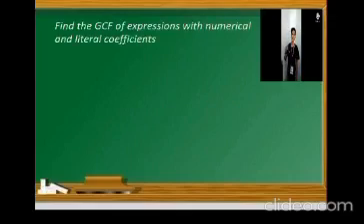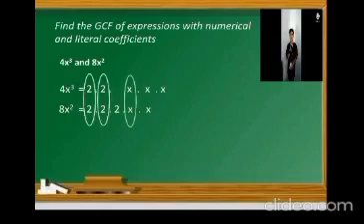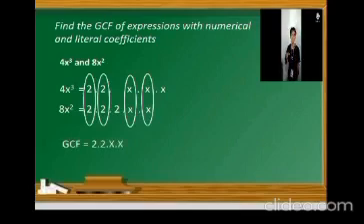But how are we going to find the GCF of the expression if there is a numerical and literal coefficient? For example, find the GCF of 4x raised to 3 and 8x squared. The factor of 4x raised to 3 is 2 times 2 times x times x times x. And the factor of 8x squared is 2 times 2 times 2 times x times x. If we are going to multiply all their common factors, the result will be 2 times 2 times x times x, or it is equal to 4x squared.